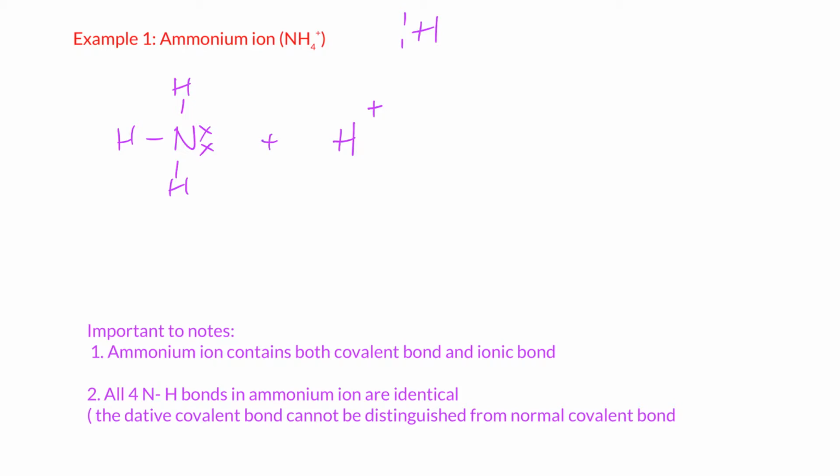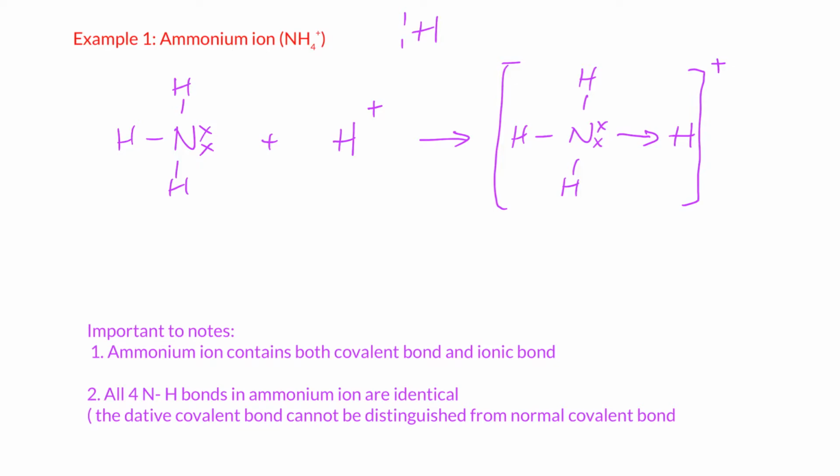So when they combine, you will see the lone pair of the nitrogen can be contributed to the hydrogen. As the hydrogen itself is positive, these two things added together will still be positive. So this is how we draw a dative covalent bond.